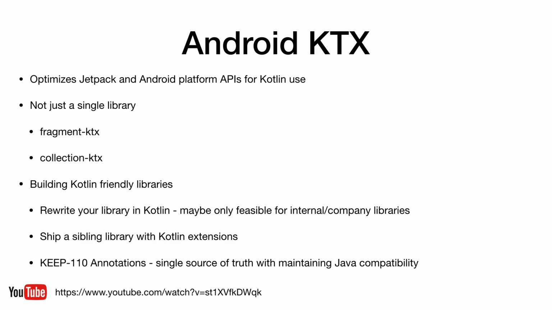Or the third option, which is the better option, there's this proposal called Keep 110, and it's a set of annotations that you can apply to your code that says, look, here is some ways that I want you to expose the features of the language so that Kotlin users get the benefit, but not at the expense of Java people using this library. So it gives you a single source of truth for your library. You've only got one set of code that you need to write, and you get the extra features in Kotlin if you're a Kotlin person, but you can still use it from Java.